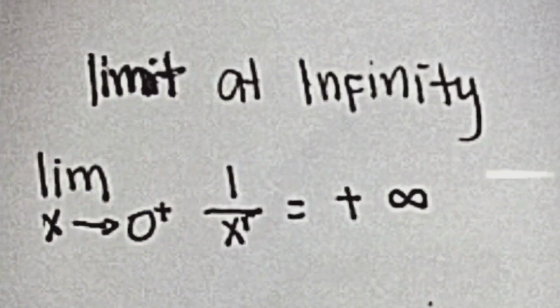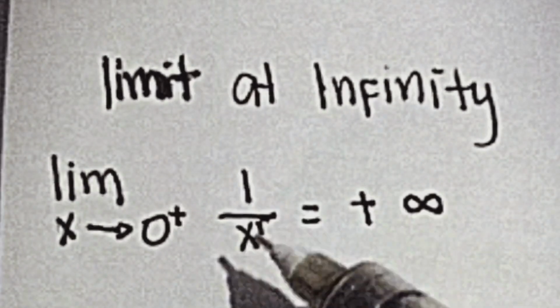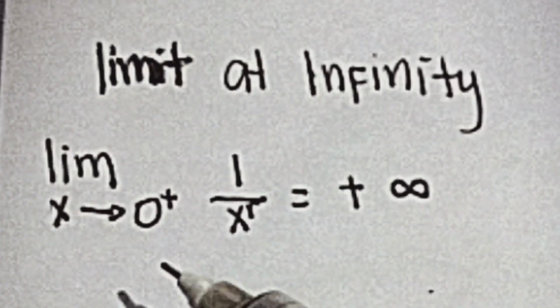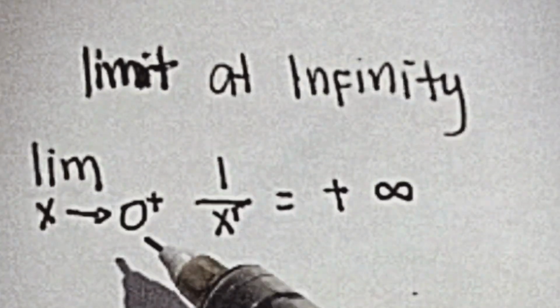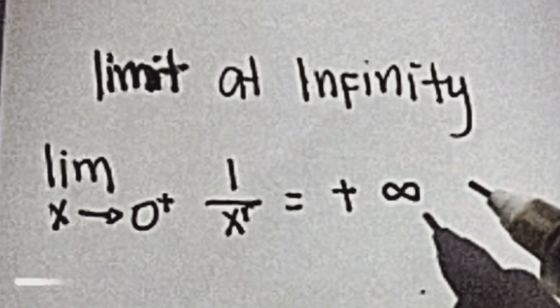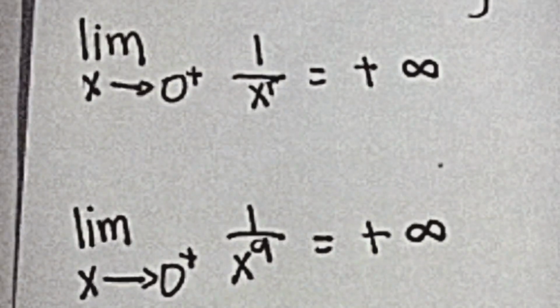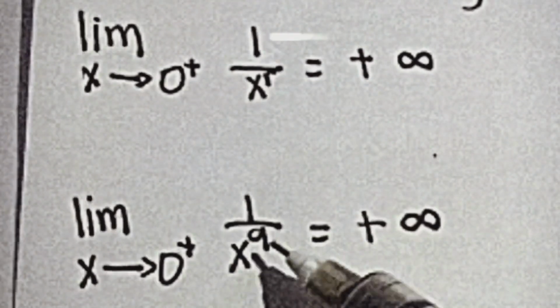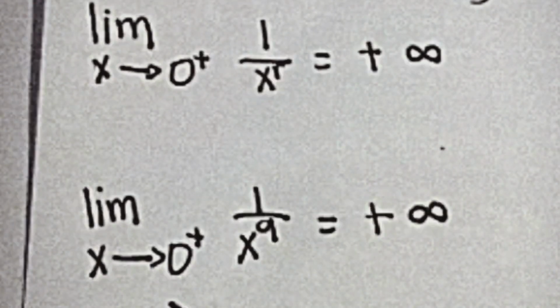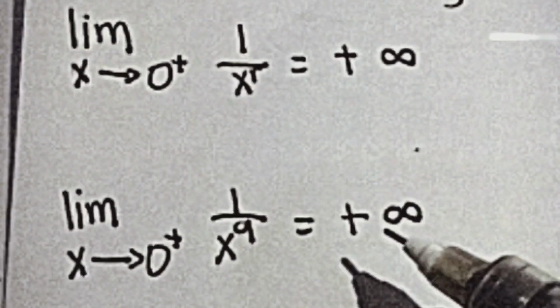It states here that the limit of 1 over x raised to r as x approaches 0 from the right equals positive infinity. Let us have an example. The limit of 1 over x raised to 9 as x approaches 0 from the right equals positive infinity.